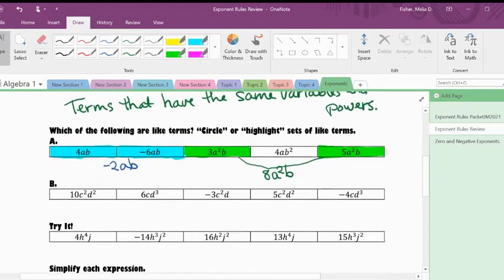On part B, let's do it again. This first one has a c squared and a d squared. So I'm looking for another one that has a c squared and a d squared. So I need the same variables with the same powers. When I combine those together, I have a 10 and a 5, which makes 15 c squared d squared.